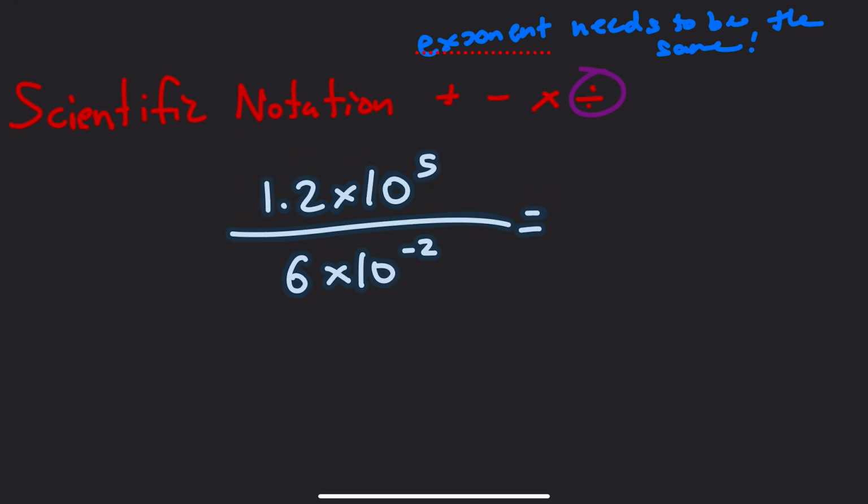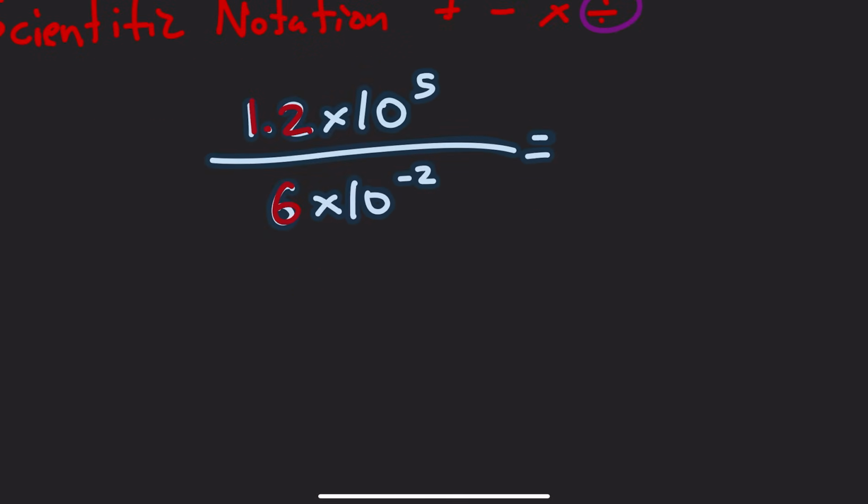I really like multiplying and dividing. It's much more simple. You don't need to make the exponents the same. First things first, we're going to take 1.2 and 6 and divide them first. That's the first thing that we do. Let's take 1.2 divided by 6. You can use your calculator to help. Let me just use my phone calculator. 1.2 divided by 6 equals 0.2. So the first number is 0.2.